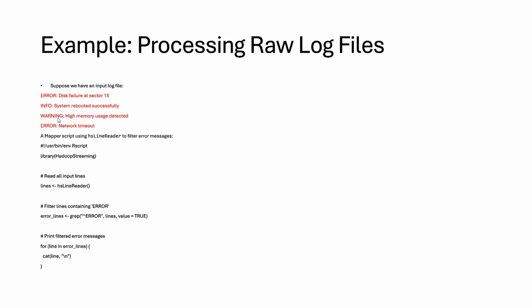Then we have the third line as warning, and the fourth line as network. Sorry, error. So while we are talking about the raw files, we can count the total number of words that have the error. So how many types of error are there in the system? We can count that.